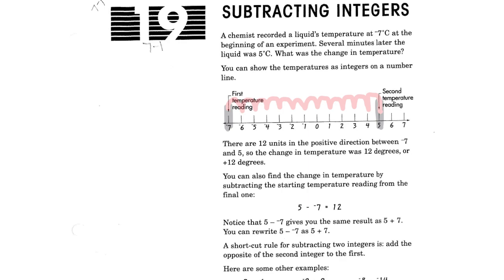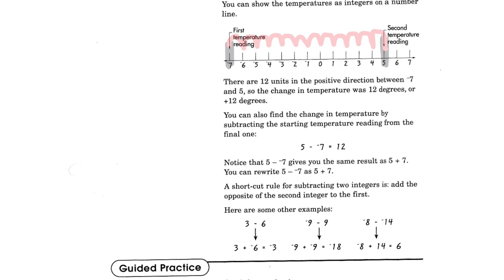Now, with that being said, it says notice, you can find the change in temperature by subtracting the starting temperature reading from the final one. So it's 5 minus -7, which equals 12, which, if you don't remember much about subtracting integers, you're probably going, well, that makes absolutely no sense. It is the same as saying 5 plus 7. So you can write 5 minus -7 as 5 plus 7.